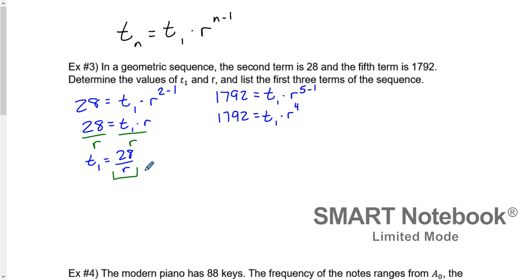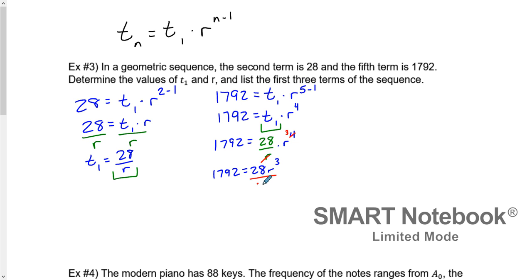So now we're going to take that and plug it into there. 1792 will be 28 over R times R to the power 4. What this will allow us to do is reduce some of the work. R and R to the 4 would reduce to just be left with R cubed. So 1,792 would be 28 R cubed.